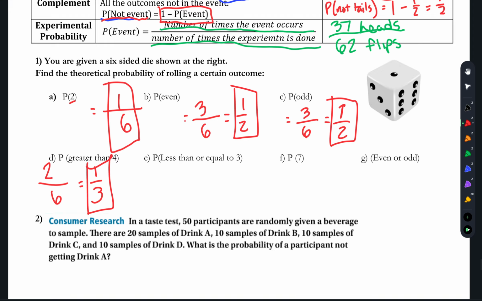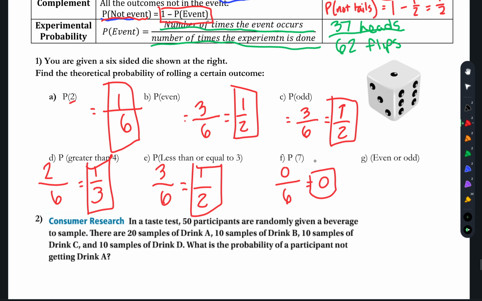What about the probability that we roll less than or equal to 3? Less than or equal. 1, 2, or 3. Those are my only 3 options. So that's 1/2. What's the probability that we roll a 7? 0. I cannot roll a 7. So 0 out of 6 is 0.